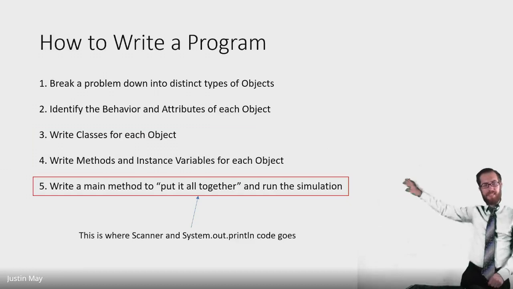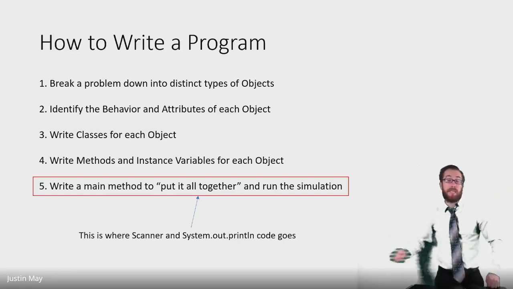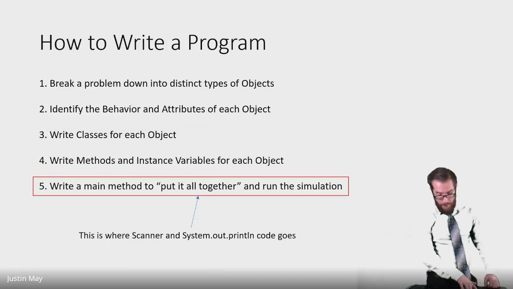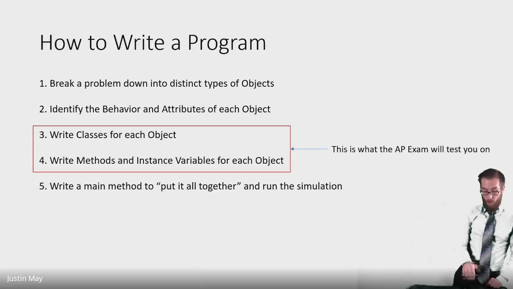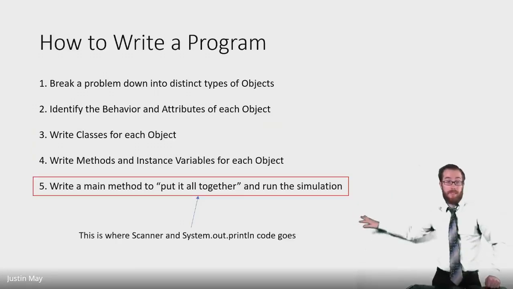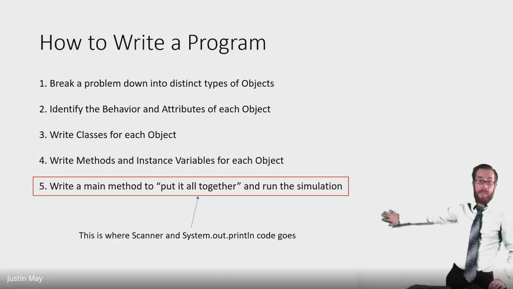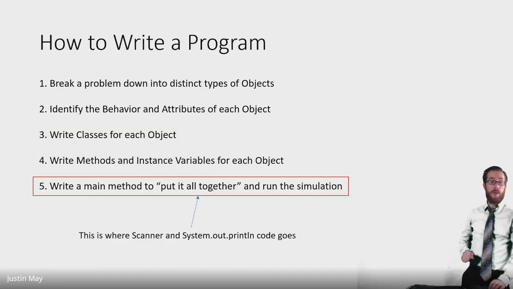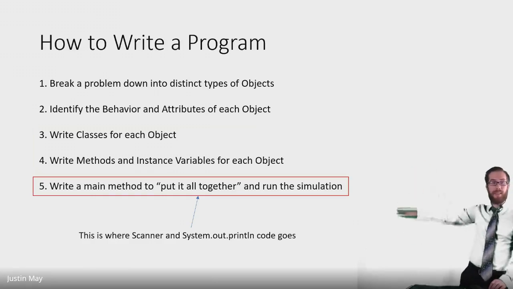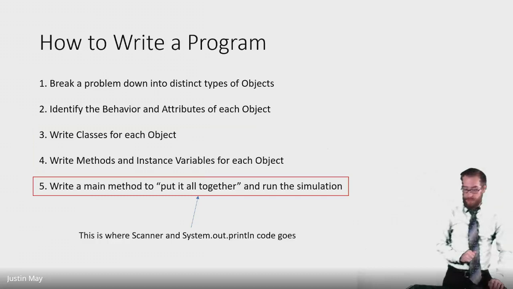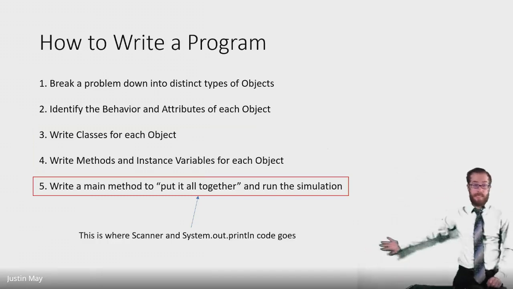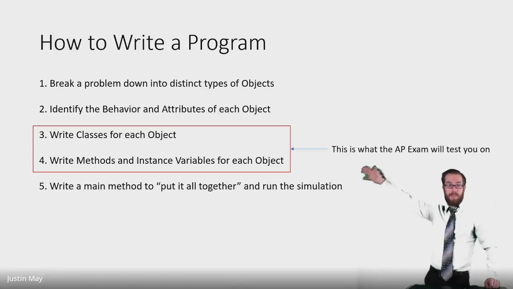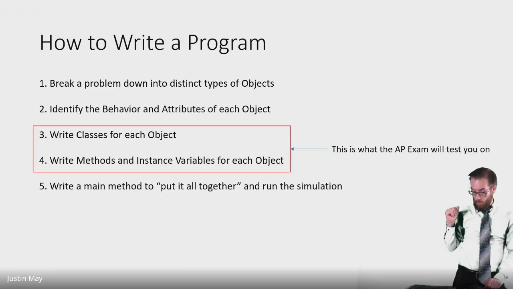Step 5, this is where you would write Scanner and println code. And this is very important to remember. The AP exam is going to cover steps 3 and 4. Step 5 is where Scanner and System.out.println go. That means on the AP exam, you should not write Scanner code. You should not write println code because you won't be at that level of writing a program on the AP exam. You'll actually lose points if you write Scanner or println on the AP exam because they're only asking you about writing classes and writing methods for those classes.